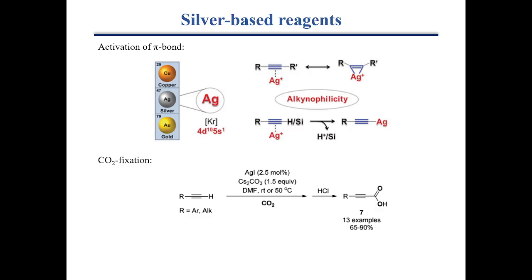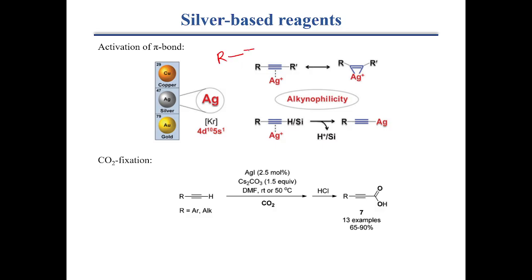We all know that silver and gold are pi-acceptor reagents, so they mostly activate the pi bond. So first, I am going to discuss the activation of the pi bond by silver. In the previous class, I have already discussed the gold-based activation of the pi bond. If we have a pi bond such as an alkyne, this is a pi bond, pi electrons are there.